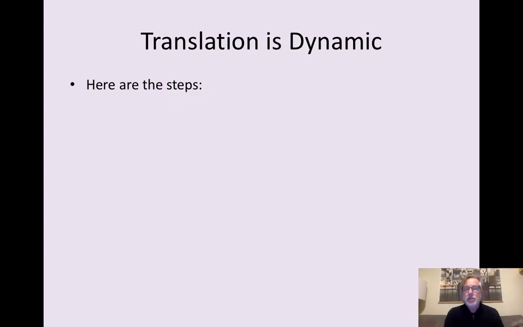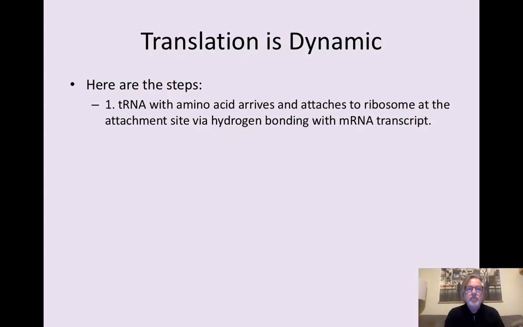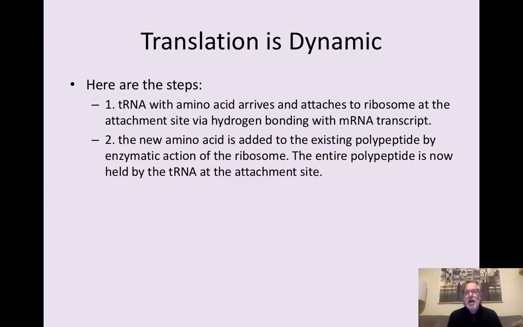Now, translation is a dynamic process, so here are the steps. First, a tRNA with its amino acid attached arrives and attaches to the ribosome at the attachment site. How does it do that? Via hydrogen bonding with the mRNA transcript. In other words, the complementary bases hydrogen bond. Second, the new amino acid is added to the existing polypeptide by the enzymatic action of the ribosome. So the ribosome acts like an enzyme and attaches the new amino acid to the existing chain. And then after that, the entire polypeptide is now held by the tRNA at the attachment site.